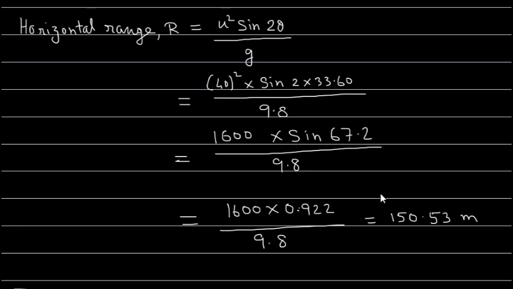Horizontal range R is equal to u square sine 2 theta upon g. Therefore, put the value of u, theta and g, we get 40 square sine 2 into 33.60 upon 9.8, which is equal to 1600 into sine 67.2 upon 9.8, which is equal to 1600 into 0.922 upon 9.8, which is equal to 150.53 meter.